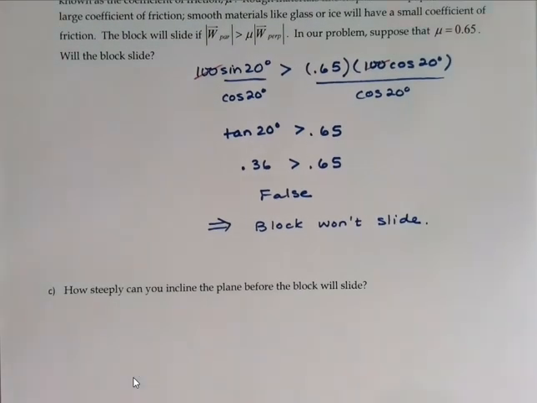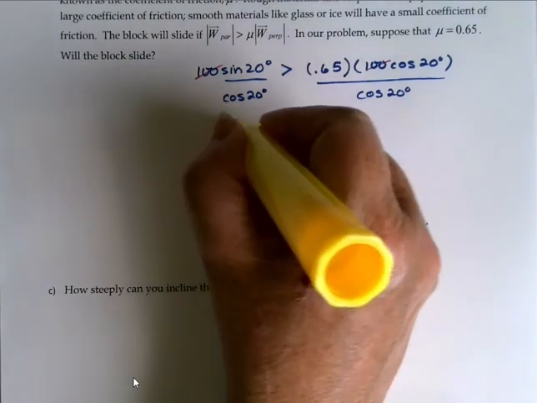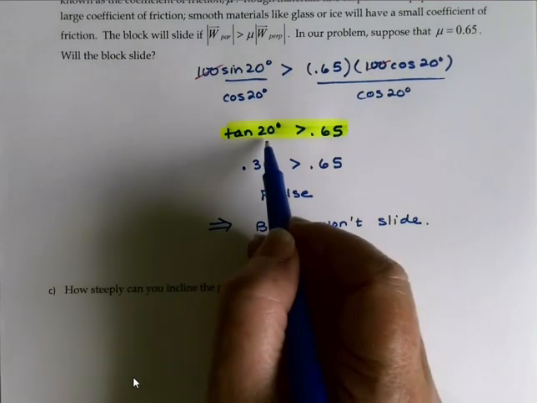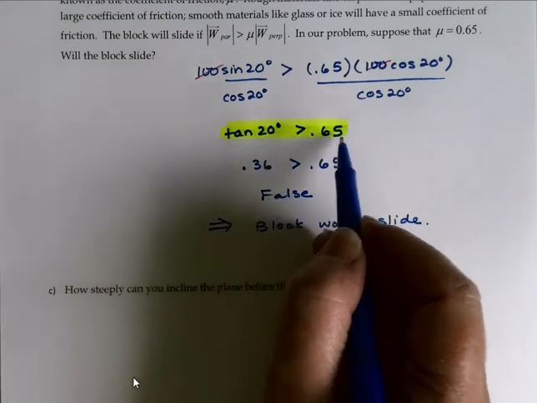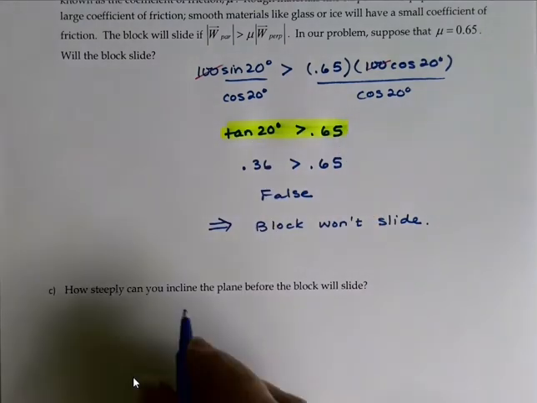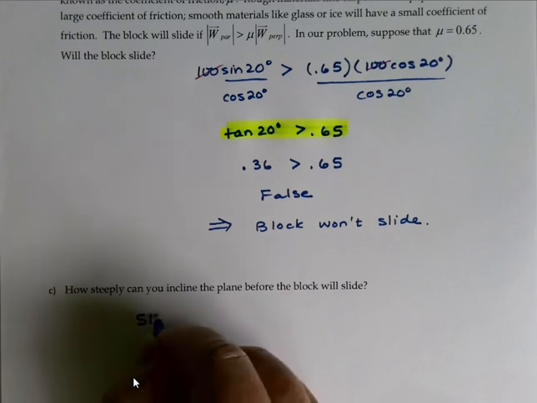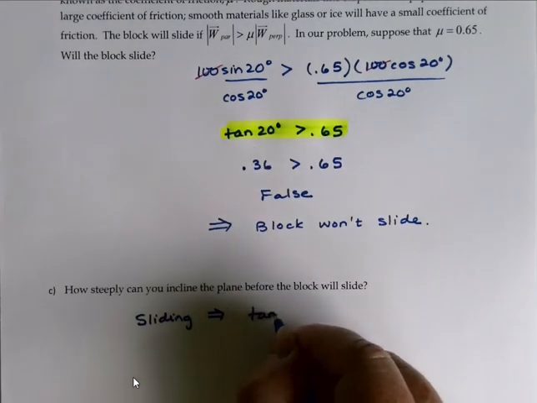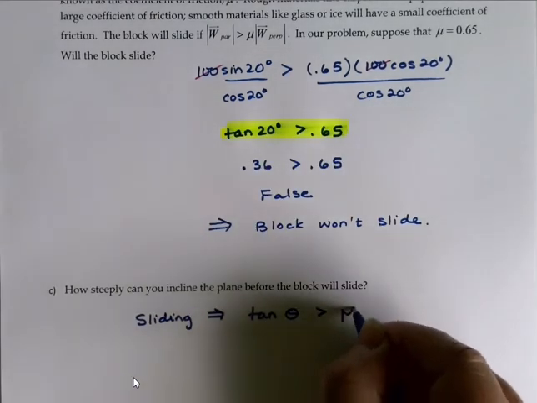How steeply could you incline the plane before the block will slide? And this actually points to why I was so careful to do everything in terms of the 20 degrees and kind of some of the manipulations here as well. Look at this line right here. Essentially what it came down to was whether the tangent of the angle of the inclination was greater than the coefficient of friction. So we can make a general condition for sliding that the tangent of our angle, theta, must be greater than mu.